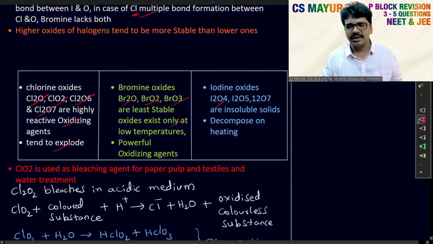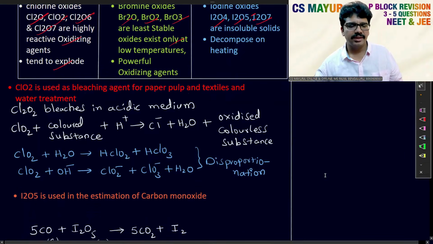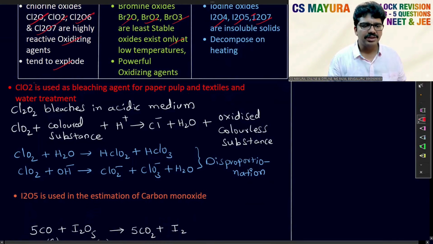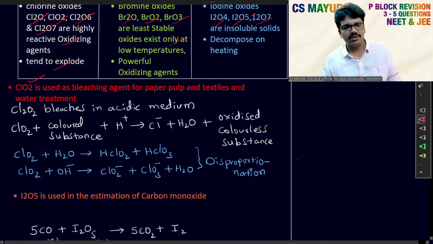Next, iodine oxides are I2O4, I2O5, I2O7 given in the NCERT. These are water insoluble solids. They decompose on heating. Next, in the halogen oxides, two important points. ClO2, chlorine dioxide, is used as bleaching agent. This is used to remove the colors of paper pulp, textiles and in water treatment.